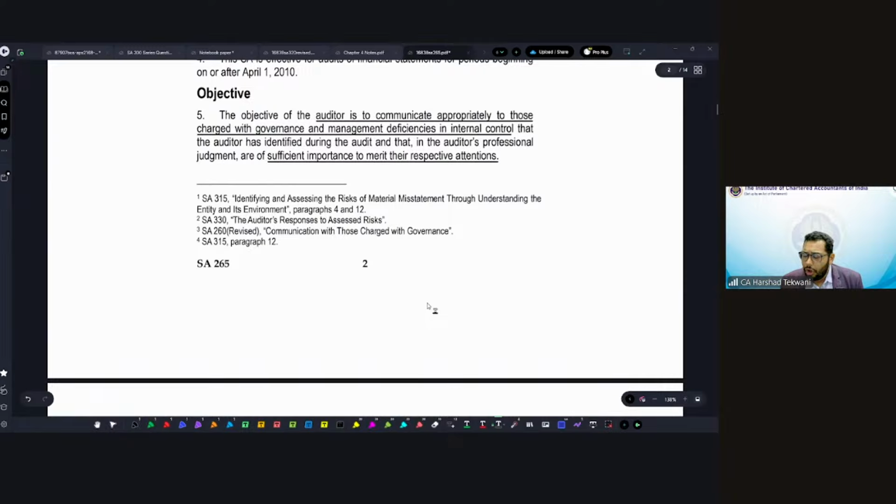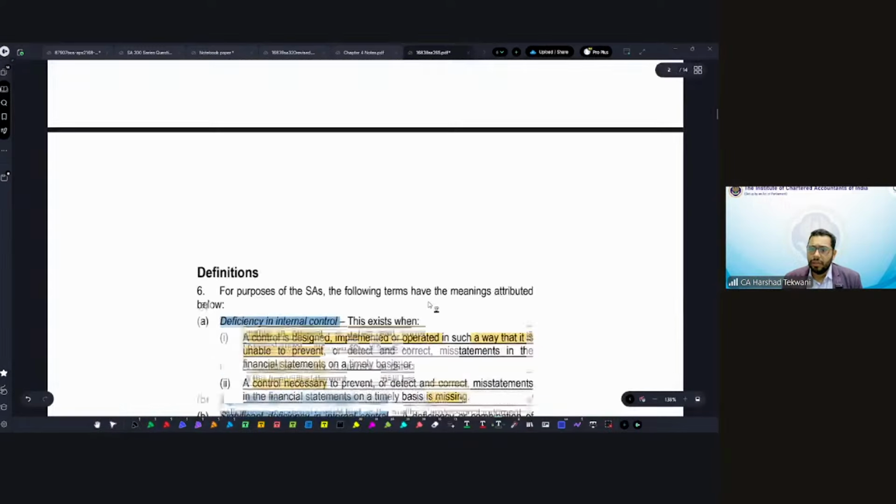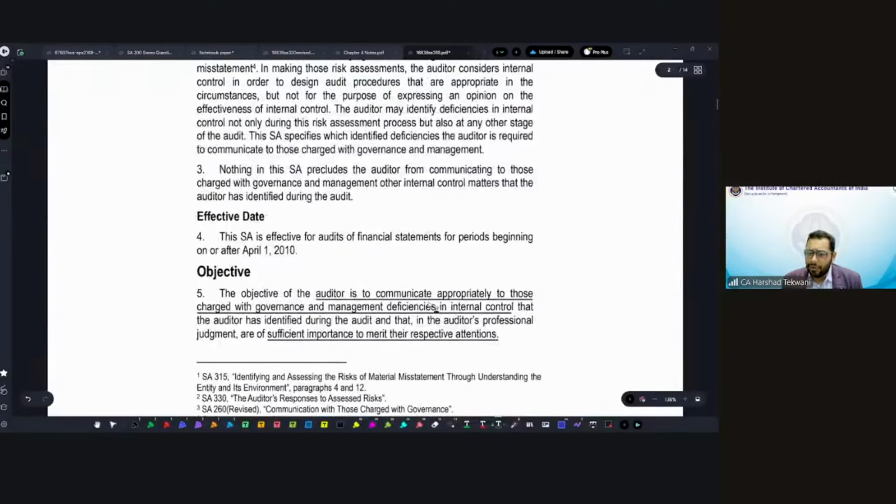Now, the objective is pretty much straightforward. Report the matter to the management and to those charged with governance, whichever are relevant. Okay. So you need to report the matter to them. That's it. Nothing else. Nothing complex in this. If you see the requirement of the standards, it's pretty much simple.